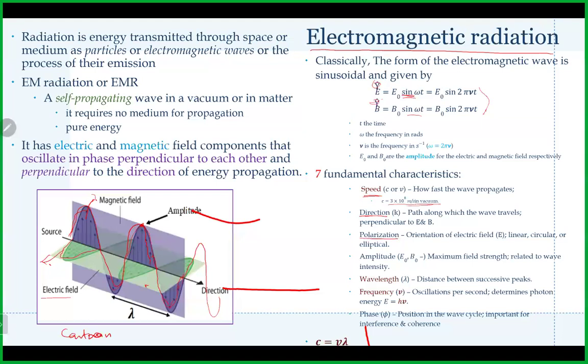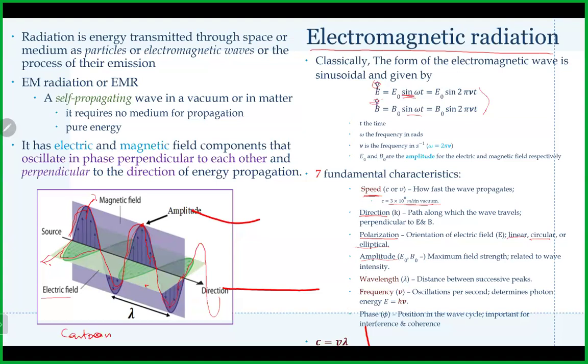The polarization talks about the orientation of the electric field. We're not going to go into that, but from physics, it can be linear, circular, or elliptical. I mentioned the amplitude now, that's the maximum field strength, and that is often related to intensity.